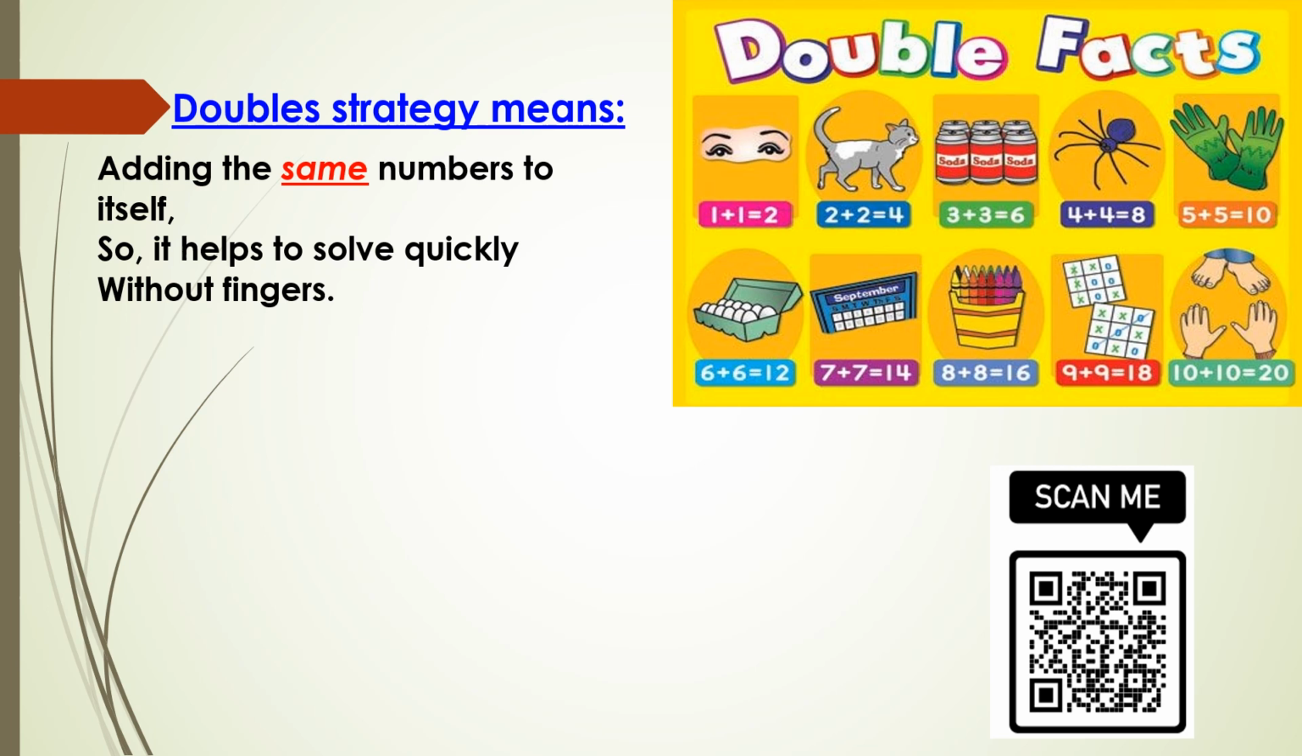So doubles means adding the same numbers. Like 1 plus 1, 2 plus 2, 3 plus 3, 4 plus 4, and so on. Okay?